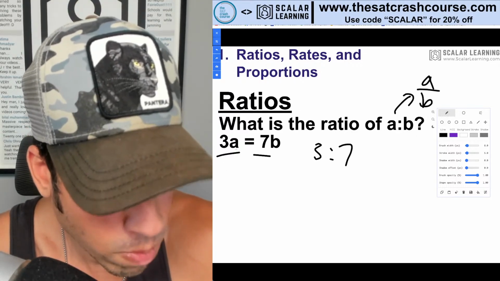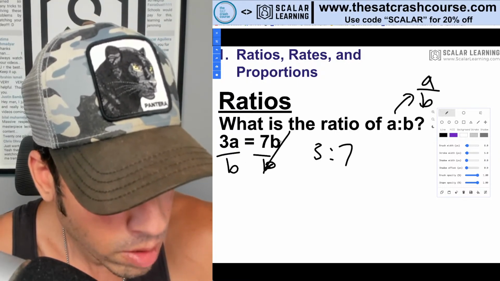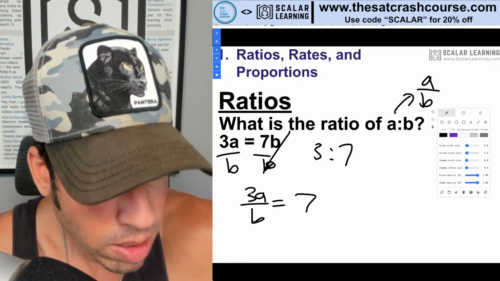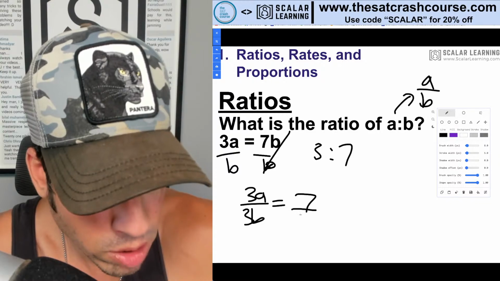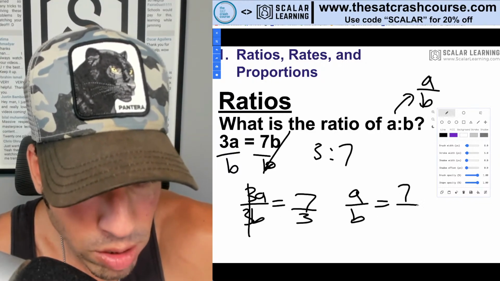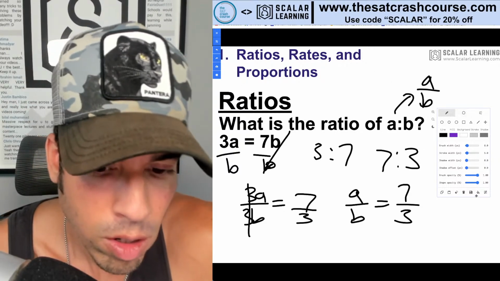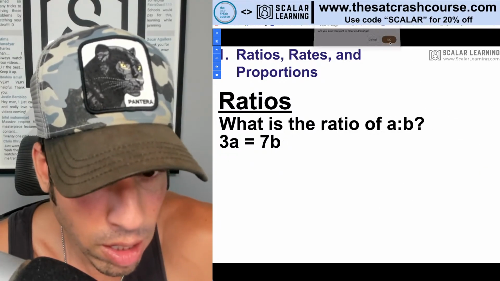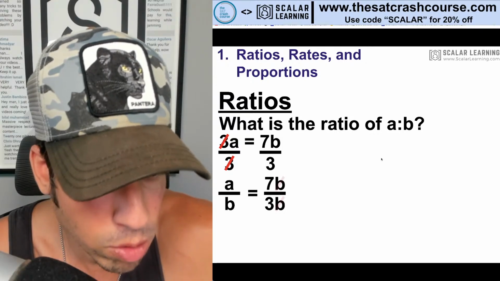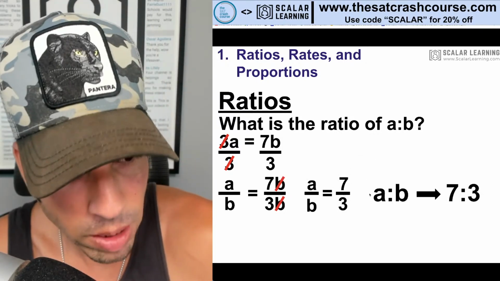We got an equation. So we're going to divide both sides by b, cancel. And we got 3a over b is equal to 7. And then we're going to get rid of that 3 by dividing both sides by 3. Cancel. And now we see that a to b is equal to 7 to 3, meaning we have a 7 to 3 ratio. Okay. So this is a really good one to get familiar with so you don't fall for that trap, right? Divide by 3, boom, boom, boom. Divide by b, boom, boom. And we get the ratio 7 to 3.